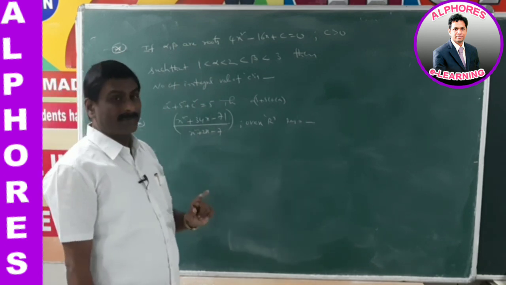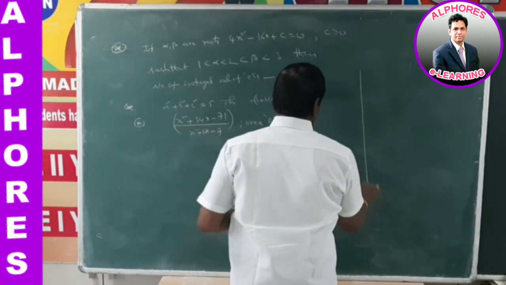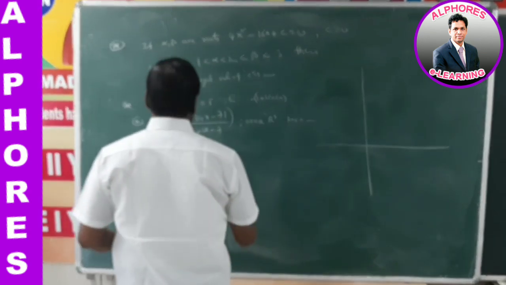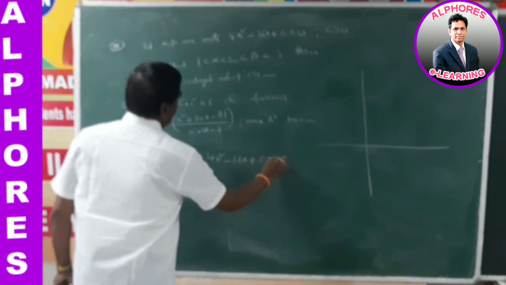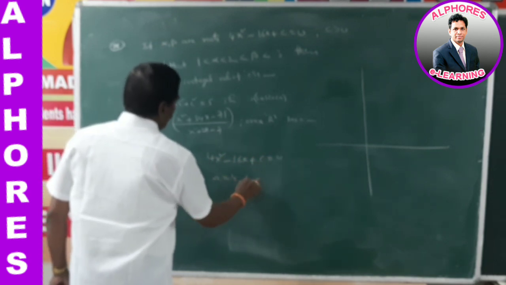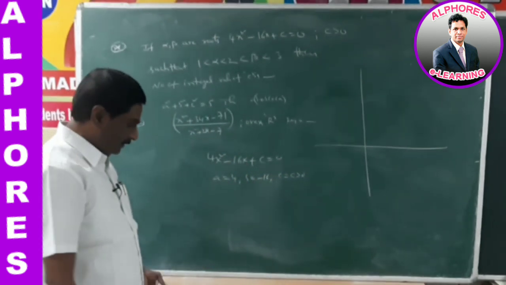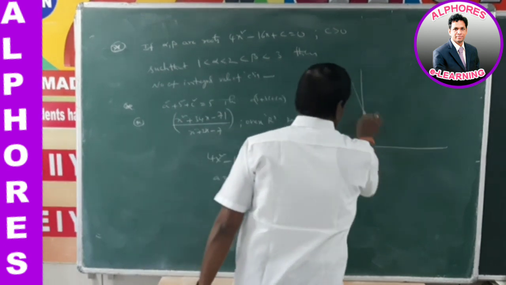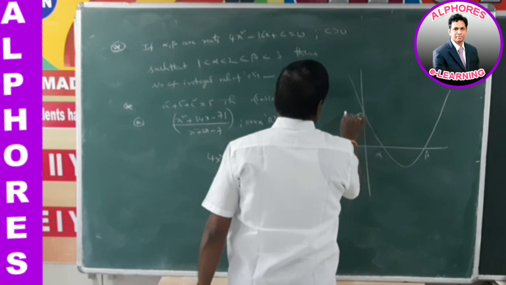Alpha, beta are the roots, which means it cuts the x-axis at 2 different points. So the rough diagram of the given function 4x² − 16x + c, where a is equal to 4, b is equal to −16, c is equal to c, and it is greater than 0, is this. It is alpha, it is beta. C is here, (0, c).